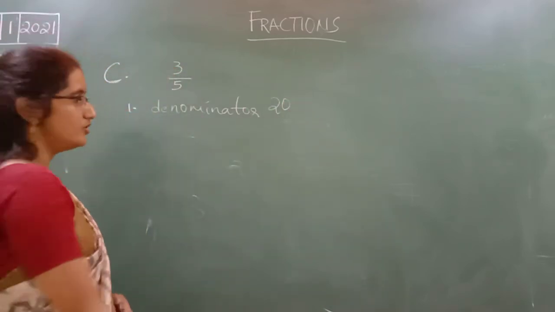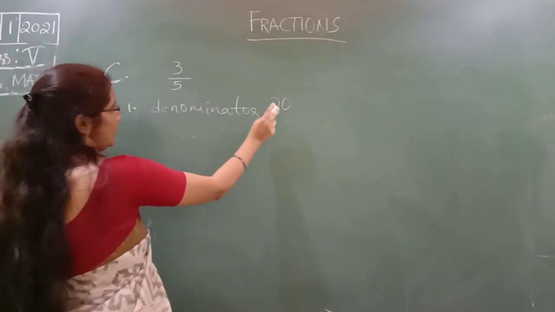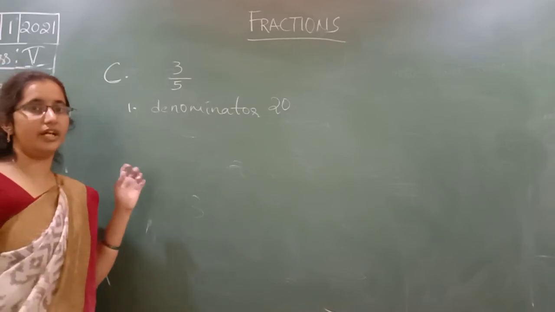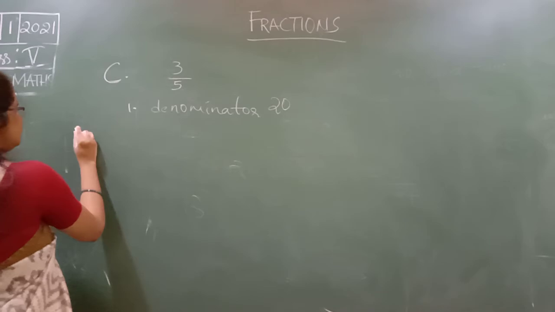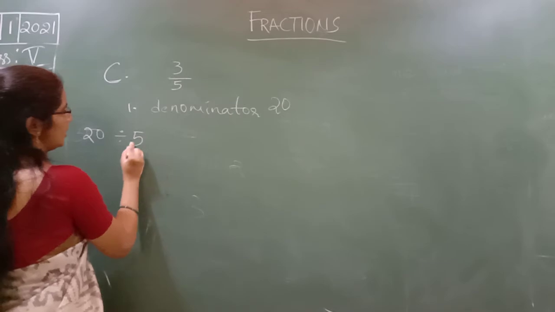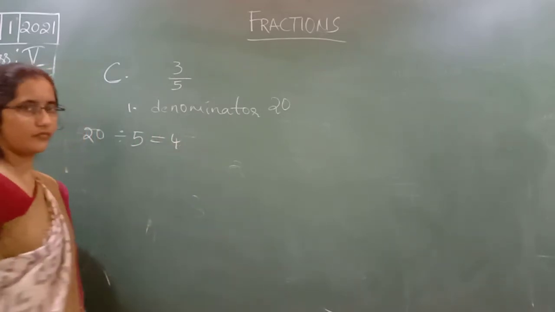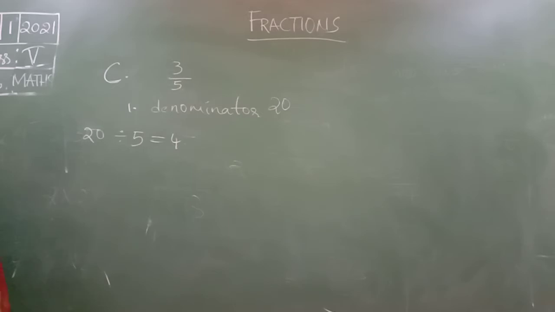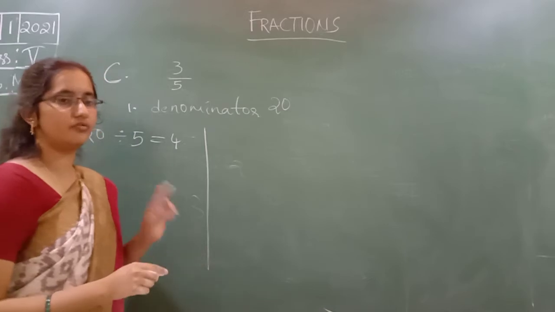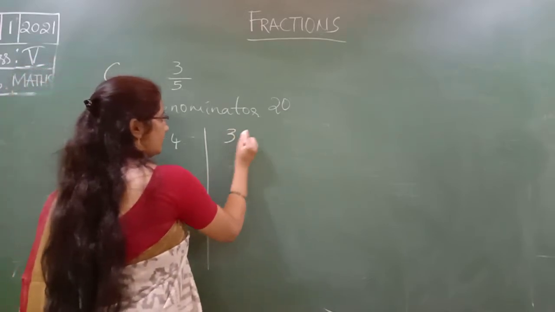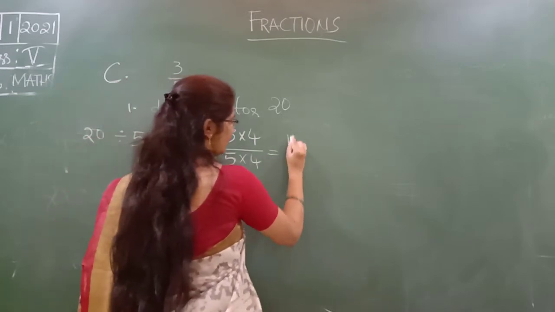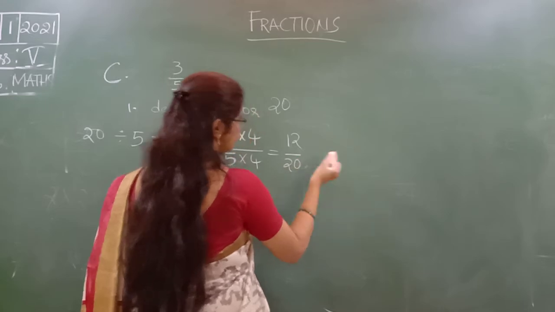So the denominator of 3 by 5 should be 20. In 5, to get 20, 20 divided by 5 equals 4. So you have to multiply both numerator and denominator with 4. 3 into 4 and 5 into 4 equal 12 by 20.